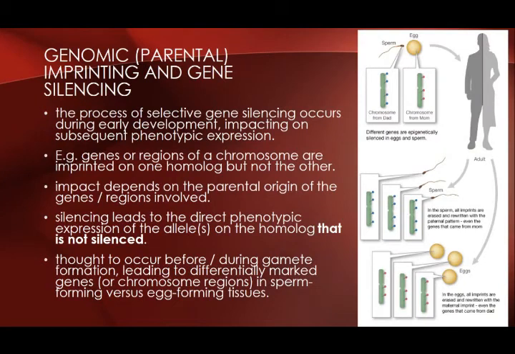Genomic parental imprinting and gene silencing. The process of selective gene silencing occurs during early development, impacting subsequent phenotypic expression. For example, genes or regions of a chromosome are imprinted in one homolog but not the other. The impact depends on the parental origin of the genes and region involved. Silencing leads to the direct phenotypic expression of the alleles on the homolog that is not silenced.